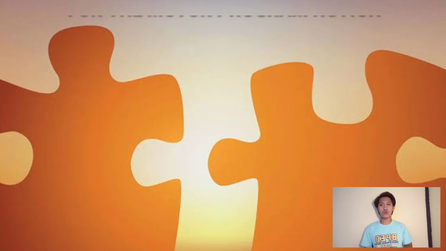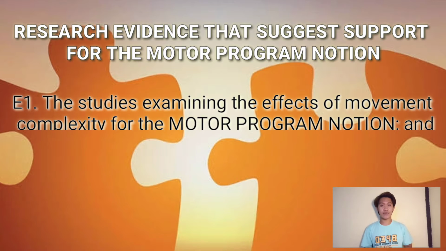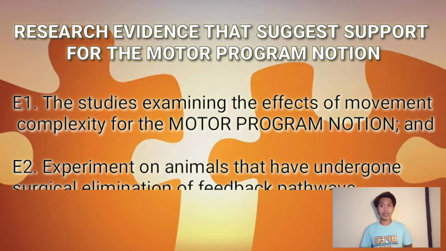Next, I'll discuss two research evidences that suggest support for the motor program notion. These are the studies examining the effects of movement complexity on reaction time, and experiments on animals that have undergone surgical elimination of feedback pathways. First evidence we have: when the action is more complex, reaction time would be longer because more time is required to organize the system for initiation of movement.